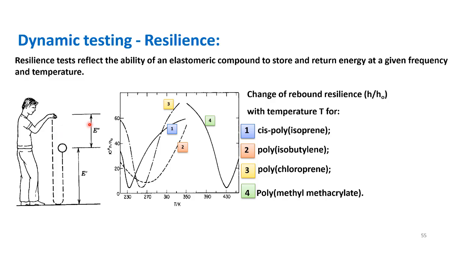So the first one is the cis polyisoprene, which is having rebound at around 230, after 230 or 250, it is regaining the resilience property. Then for the second one, the property will go much higher after 350 and so on. And then we have the third one, which is polychloroprene, which is having a similar temperature range, but it is higher than the cis polyisoprene.